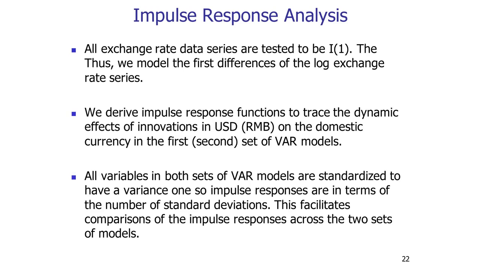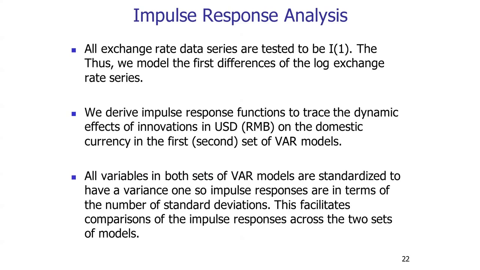We look at the impulse responses of the home currency to a US dollar shock from the first set of VARs, and then the impulse response of the home currency to the RMB shock for the second set of VARs. Now, since all the variables in these VAR models are standardized to have a variance equal to one, the impulse responses are now all in terms of standard deviations. So this makes it comparable across these two sets of models.